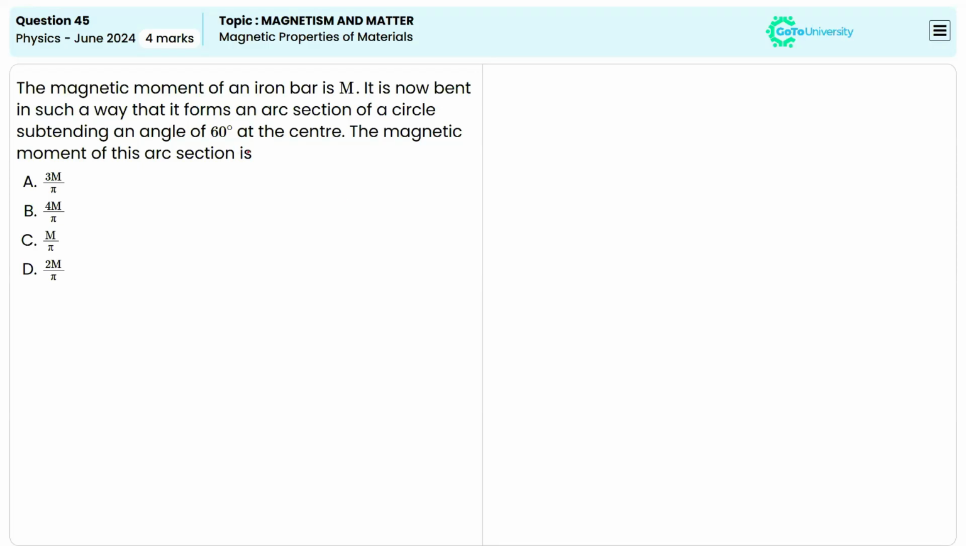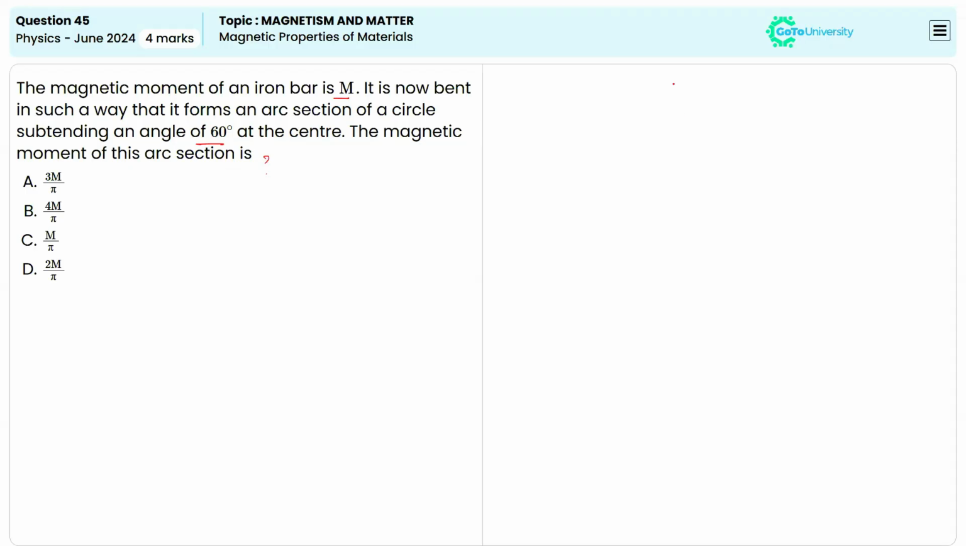Okay, I'm getting the correct answers from you. Very good. You're doing a good job. Okay, what is the formula we are using here? We are just using a relation between the magnetic moment and the dipole moment values, right? It's given that the magnetic moment of an iron rod is M, and it was bent in a way that it forms an arc section of a circle subtending an angle of 60 degrees at the center. The magnetic moment of this arc section will have a value of what?